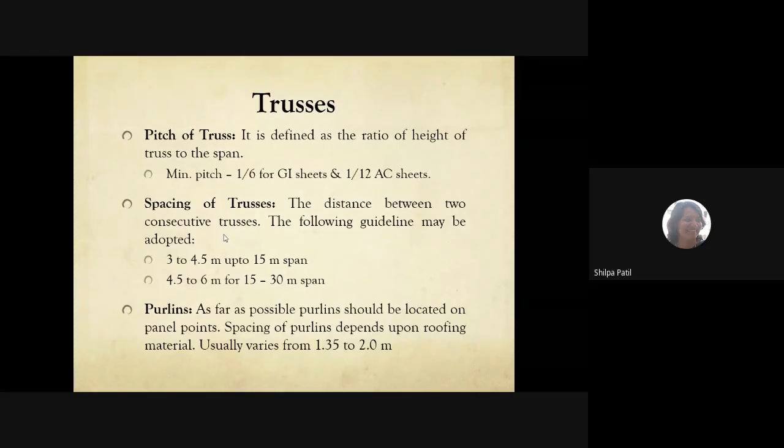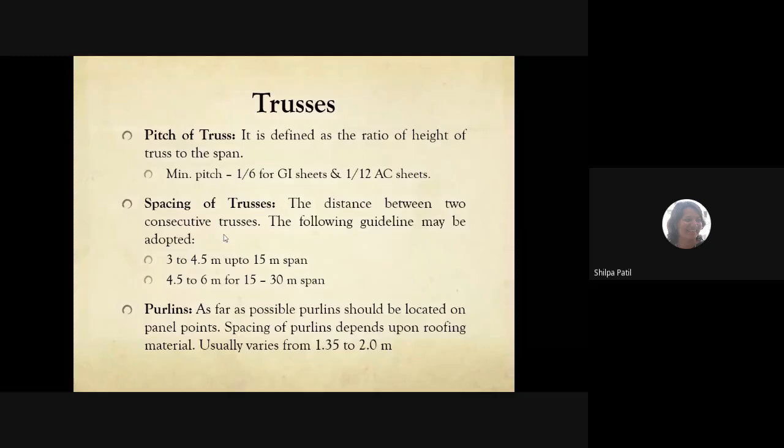Now again, as the roofing sheets are resting on the purlin, the spacing between purlins is also important, because the roofing sheet is resting on a purlin. So each roofing sheet will deflect between two consecutive purlins. So the deflection control criteria we have to adopt here. That's why the spacing between the purlins has certain limitations. That range varies from 1.35 to 2 meters.